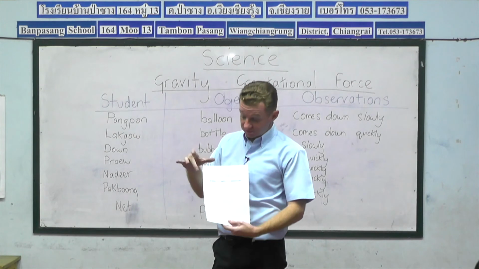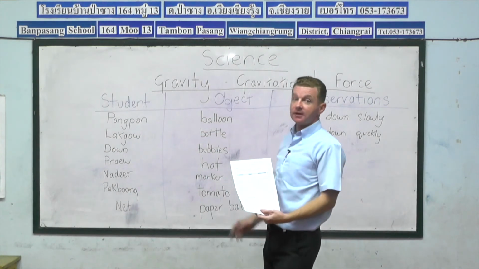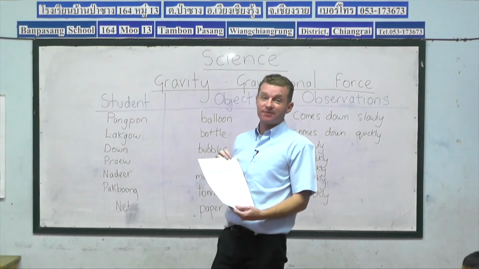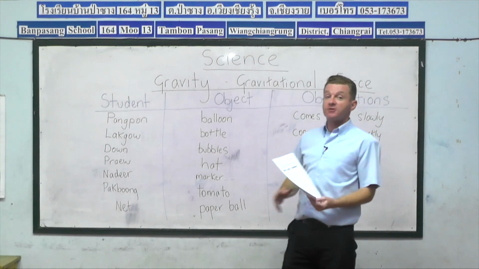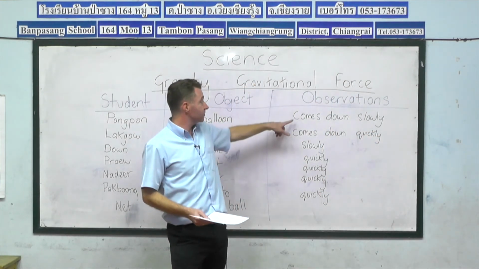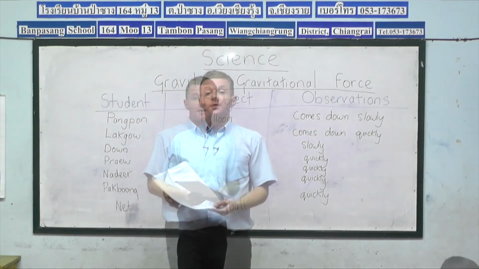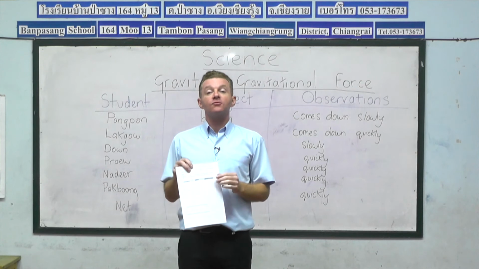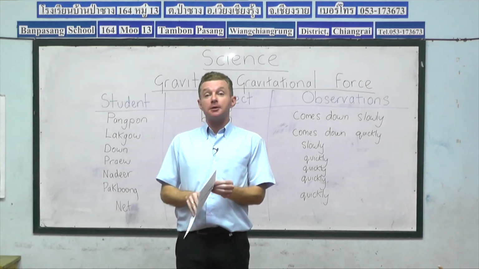What our students need to do is complete their worksheet to show the information that we did with the practical activity. The student's name, the name of the object, and then our observations. Did the object come down slowly or did the object come down quickly? So now, give our students around 12 minutes for this activity and just help them with anything you need.